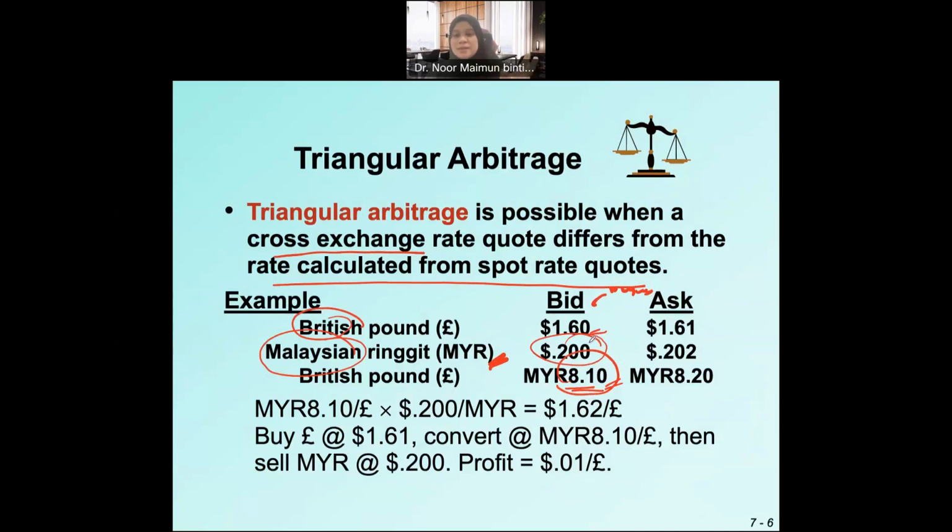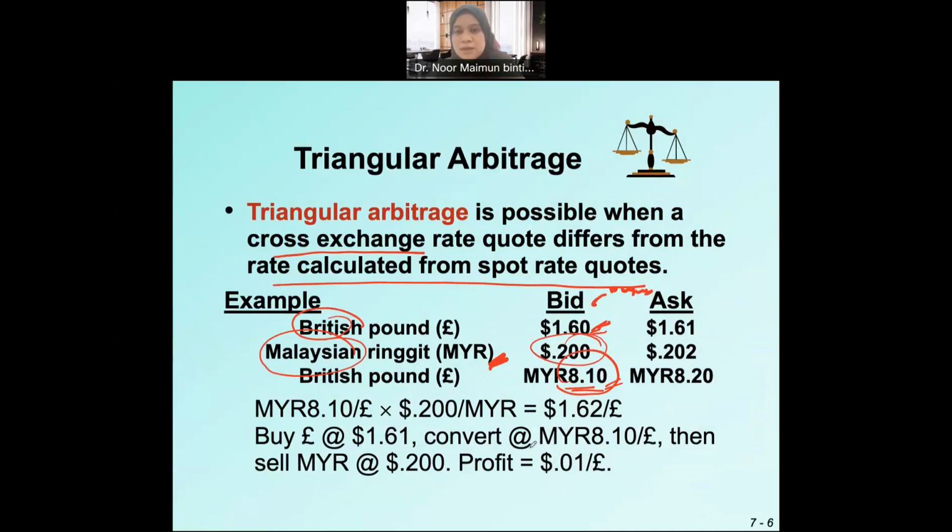Okay, so that is what happened because in this one, you have ringgit Malaysia. So now you want to convert into US dollar first, because that is how you make profits. After you have converted into US dollar, then you buy back the pound. So you buy back the pound, you will use this price. So that is when you know you make profits. Okay, so you buy at $1.61, and then you calculate how much it is. So you make profits of 1 cent actually.